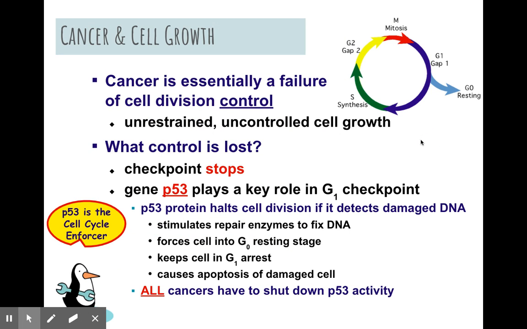Cancer is essentially a failure. It's a failure of cell division control. It's unrestrained, uncontrolled cellular growth. So what control is lost? Basically, all of the checkpoints are ignored: the G1, the G2, and the M checkpoint. P53, like we said, plays a key role in the G1 checkpoint. P53 protein halts cell division if it detects damaged DNA. It stimulates your repair enzymes, as we said, to fix DNA, and it's either going to force the cell into the G0 resting stage, or it's going to keep the cell in the G1 arrest stage, or it's going to cause the cell to kill itself through the process of apoptosis. All cancers need to shut down P53, so this enzyme is highly, highly important.